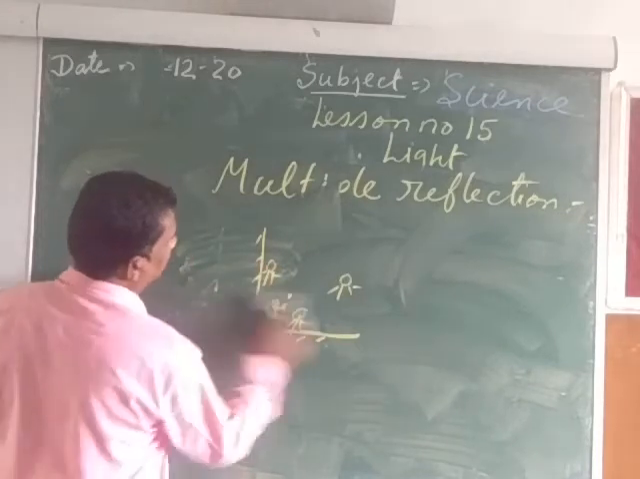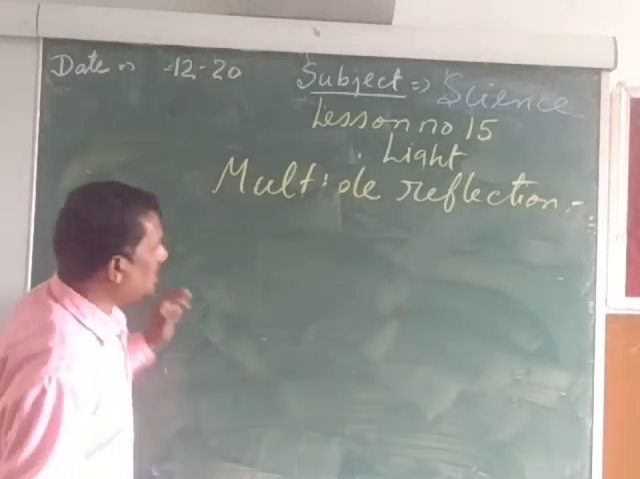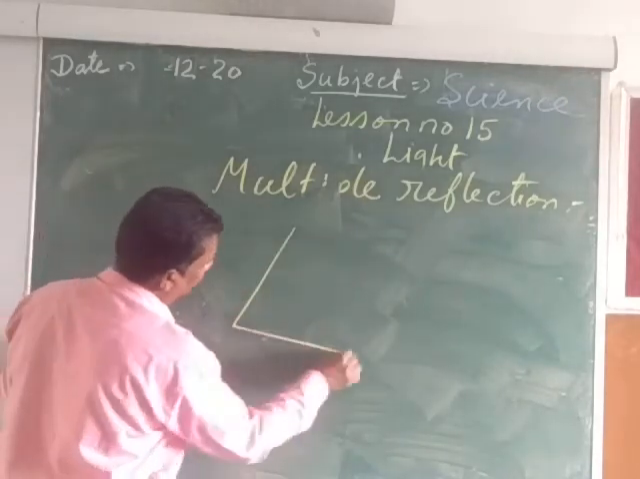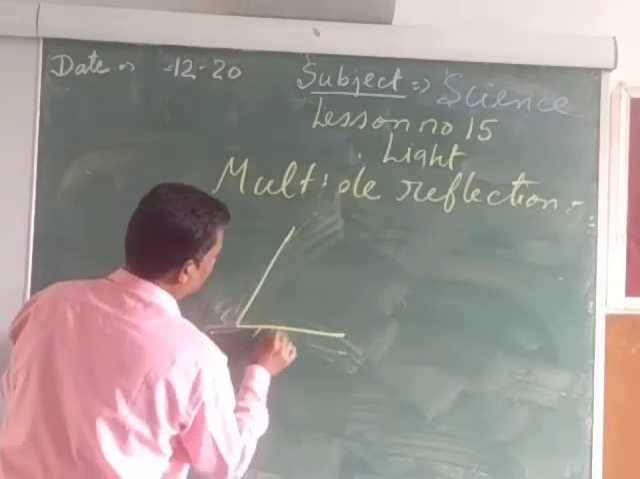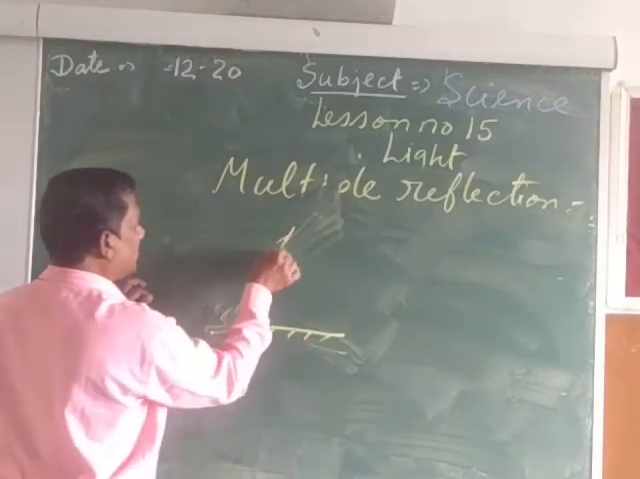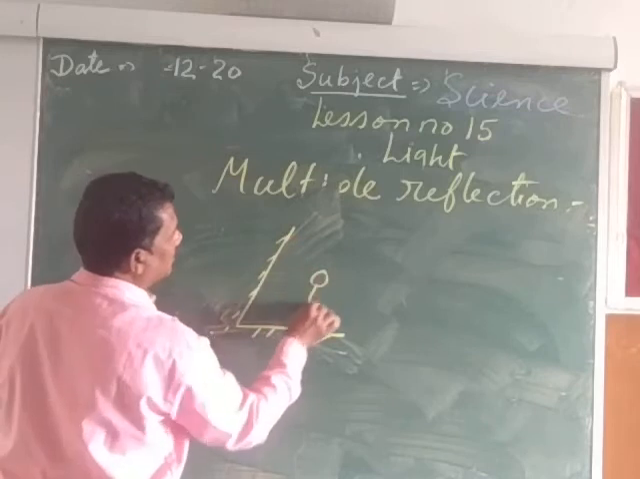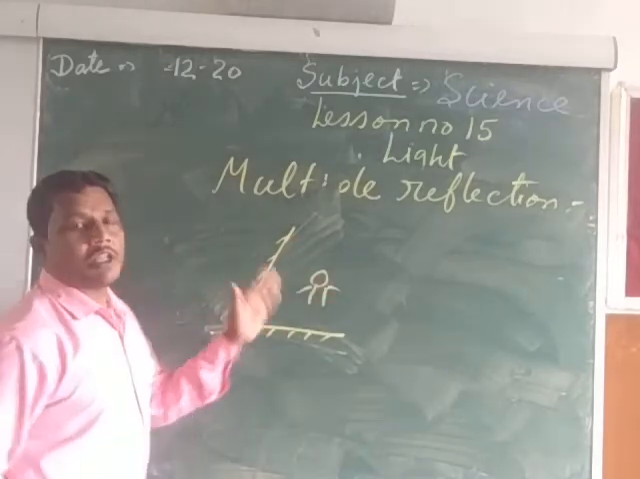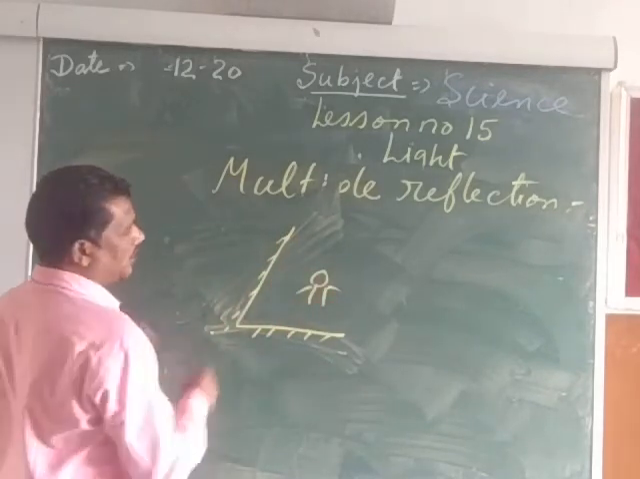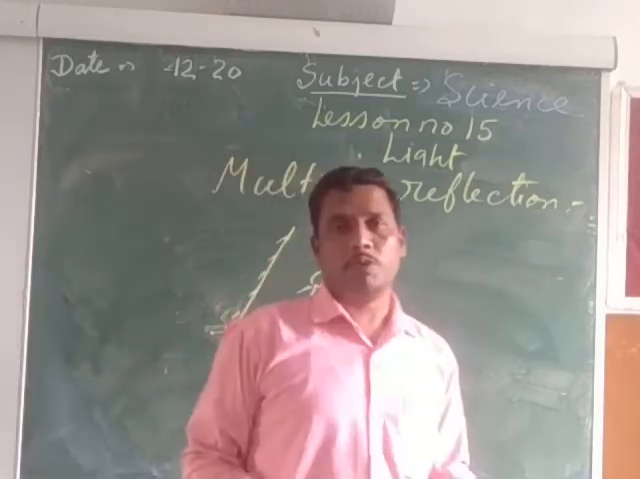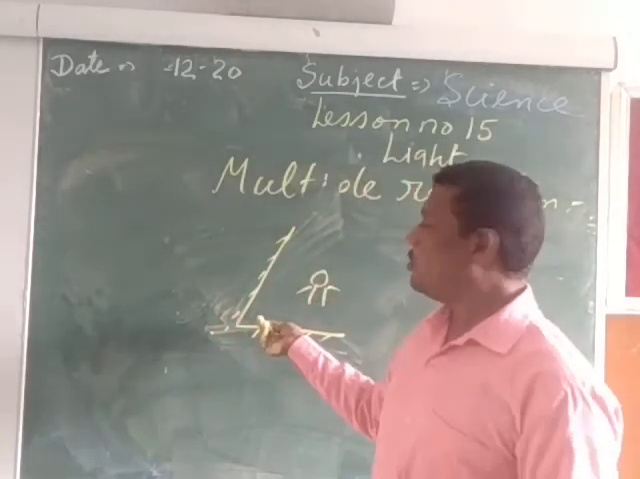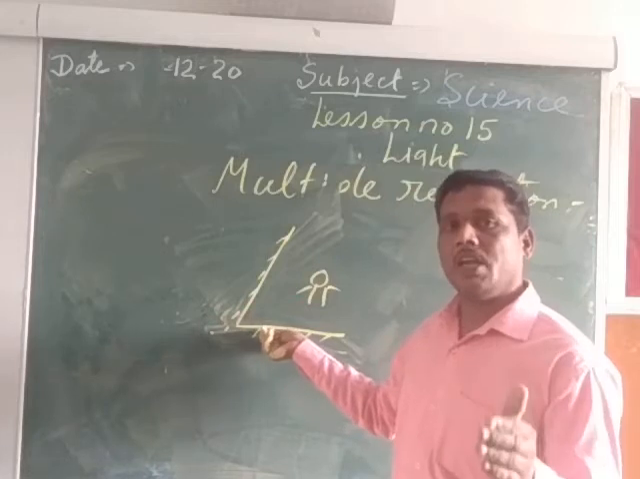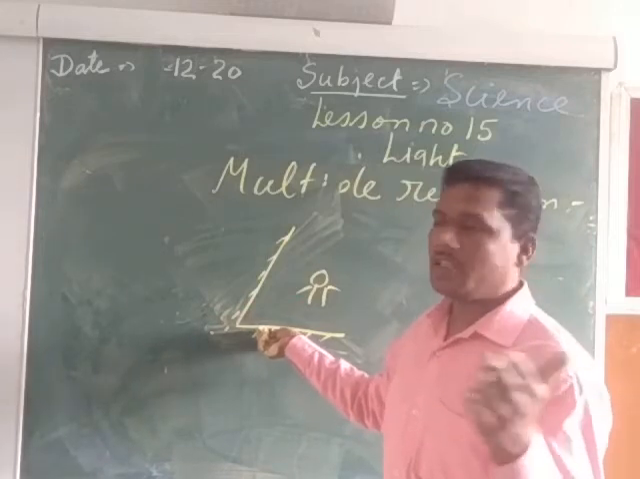Now suppose my child, we are going to decrease the angle between the two plane mirrors and we keep the object in front of them. Then we will get more than three images of the object. So when we keep the two plane mirrors close to one another at an angle of 90 degree, we will get three images.